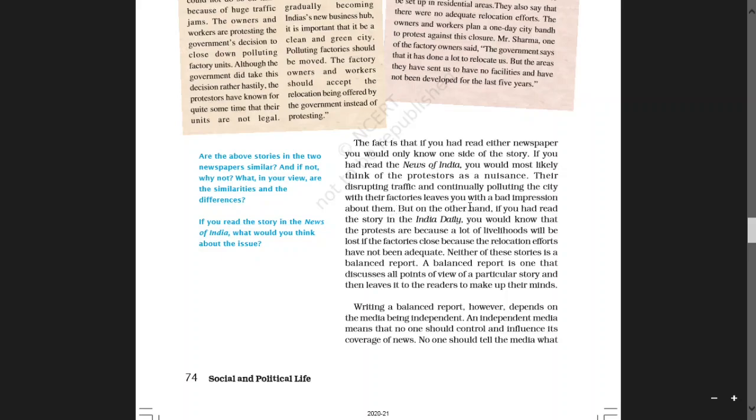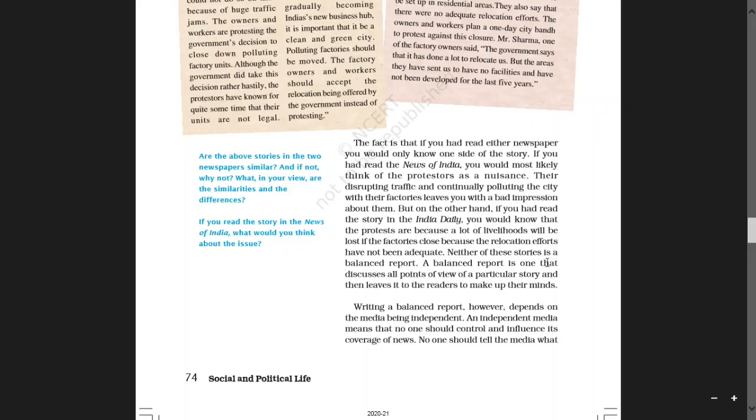But on the other hand, if you had read the story in the India Daily, you would know that the protests are because a lot of livelihoods will be lost if the factories close. It is because the relocation efforts have not been adequate. It has not been sufficient.